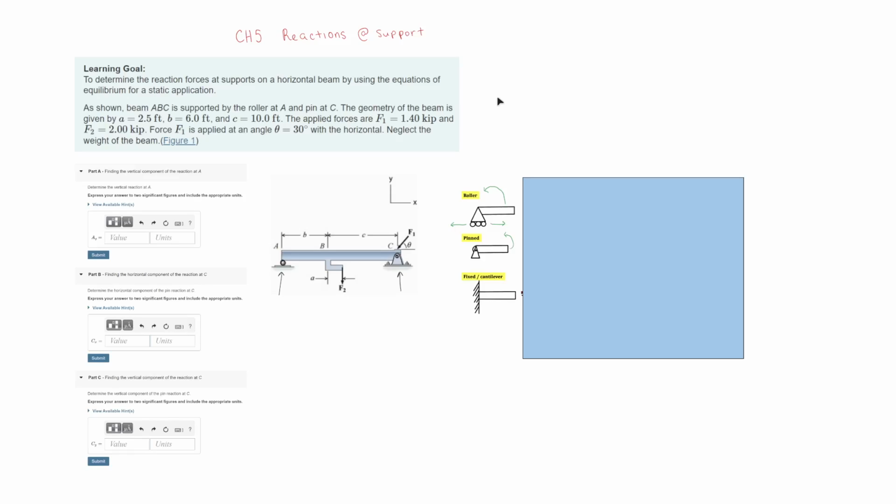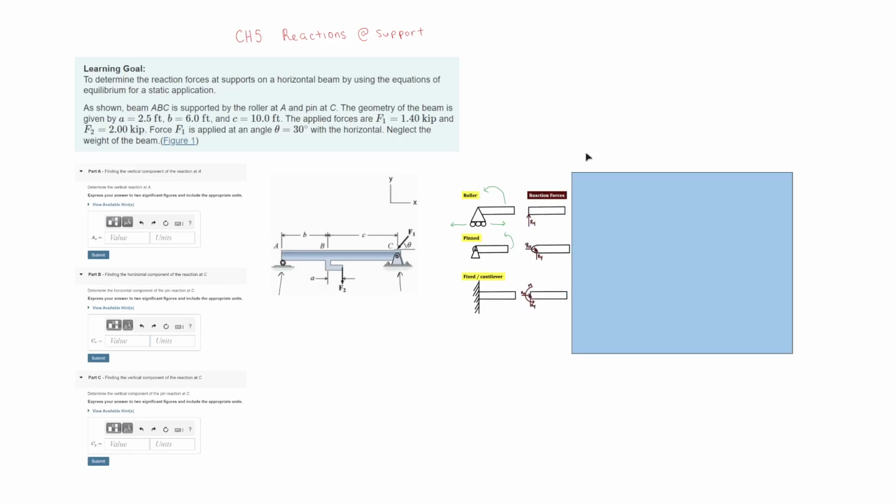So, if you see a support, the first thing you have to ask yourself is, can it go up and down? No. Can it go left and right? Nope. And if it cannot do something, that means that there's going to be a force applied. For example, here you can see this one cannot go up and down. The roller cannot go up and down. So there's going to be a reaction force at the Y.